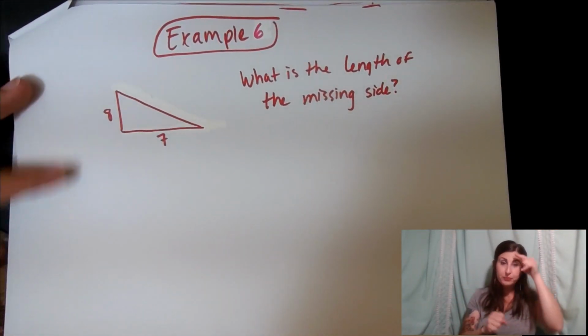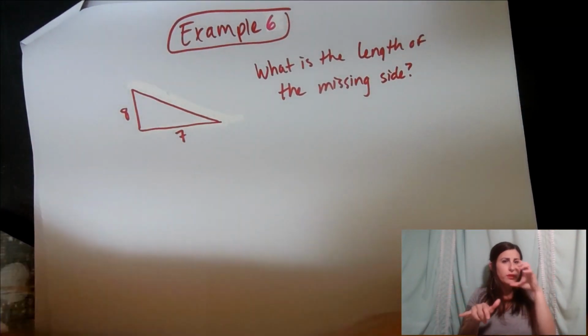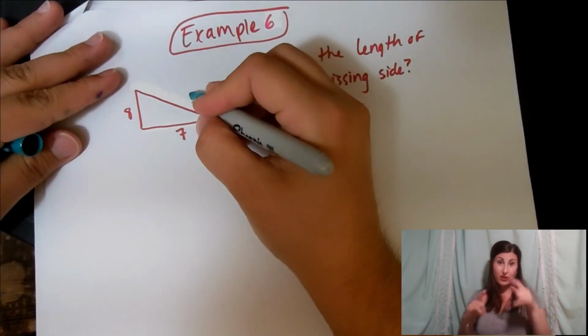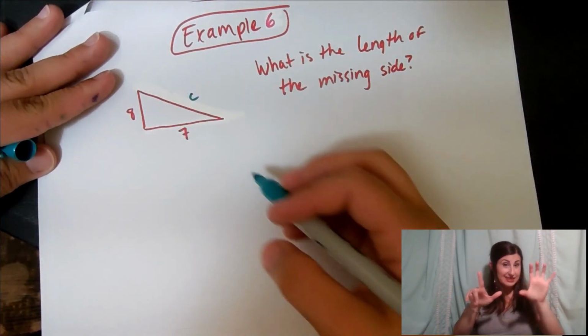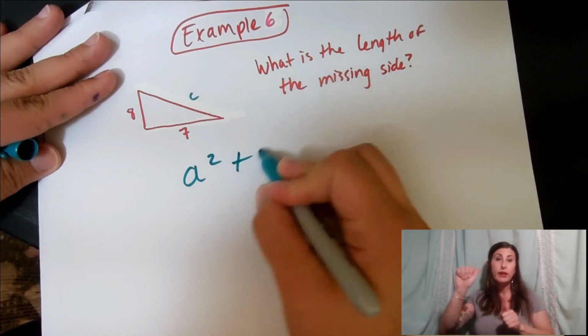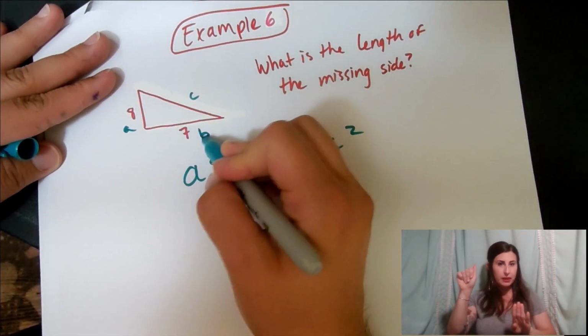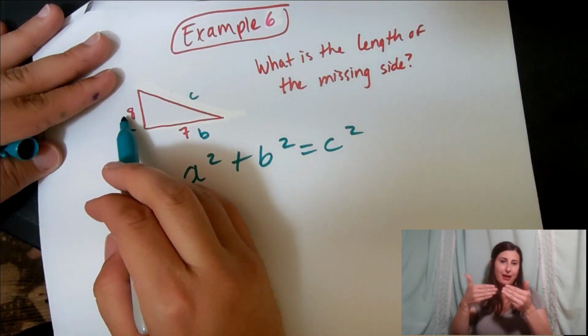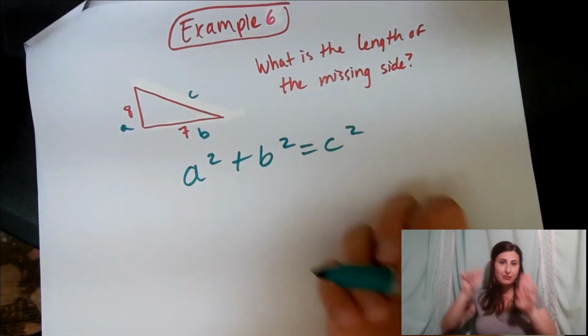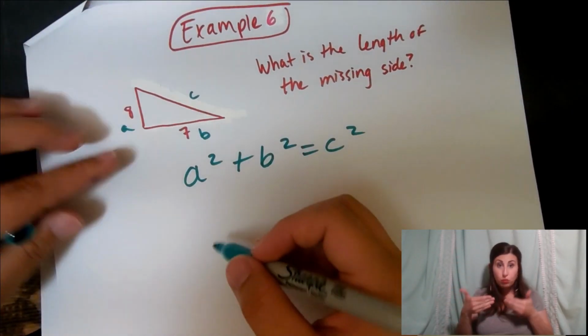Okay, so what is the length of the missing side? Well, in this case, our missing side is C, because C is always the longest side. So I'm going to say A squared plus B squared equals C squared. So I'll label that as A and that is B. It doesn't matter if you put this as B and this is A. It doesn't matter. So let's go ahead and try this.